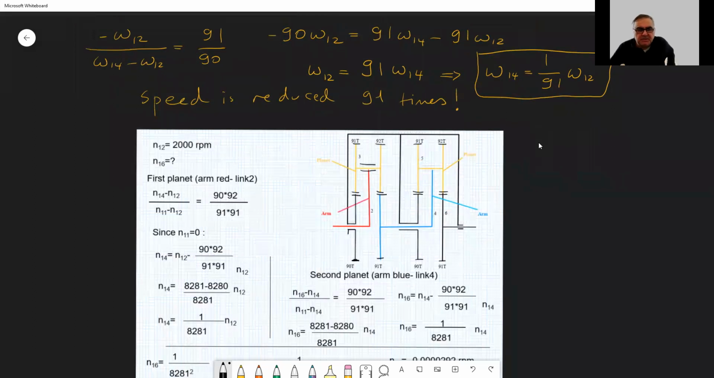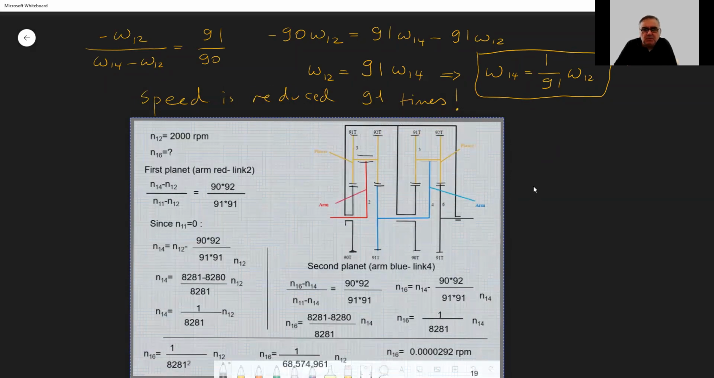in the first planet here, which is this one, as you see, N14 minus N12, which is what? Minus N12 minus, yes, N11 minus N12. If you analyze this, this is what you are going to get. Okay.